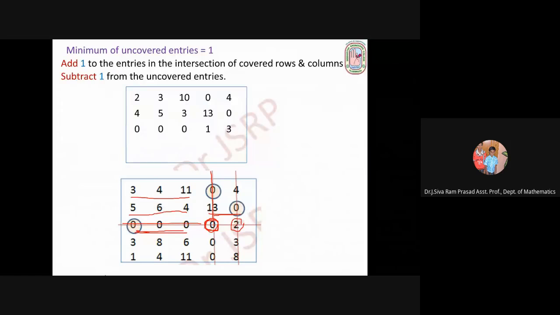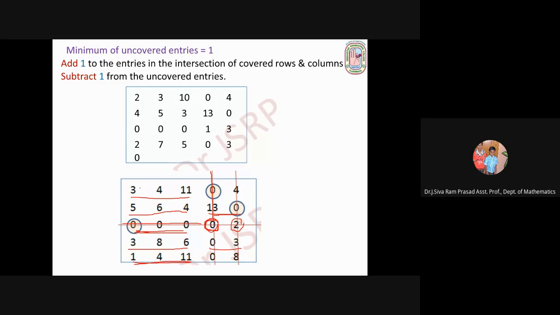We have to add 2 plus 1, 3. Okay. Next, 3, 8, 6. These are uncovered entries. Subtract 1. 3 minus 1, 2. 8 minus 1, 7. 6 minus 1, 5. And these 2 remain same. 0, 3. Next, 1, 4, 11. These are uncovered entries. Subtract 1. 1 minus 1, 0.